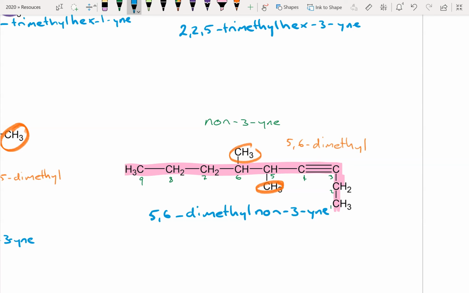We could also draw some others. Do you want to draw this one? Let's draw this one, just for fun. There we go. We have 5,6-dimethyl non-3-yne, except we've numbered from the other side.